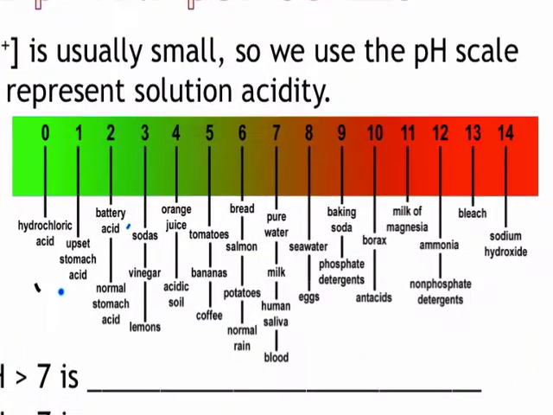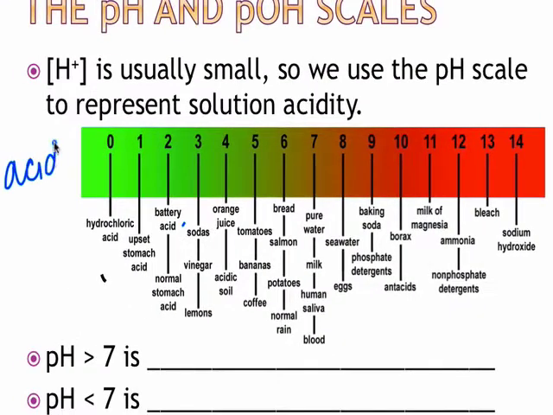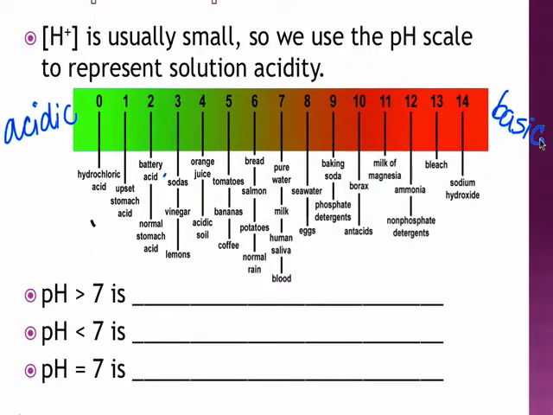But if we take a closer look at this, we can see that the acids, so hydrochloric acid, upset stomach acid, normal stomach acid, your vinegar, lemons, sodas, your acids are down here below 7. So below 7, these are all your acids. This is where it would be acidic. Above 7, that's all your basic solutions. So baking soda, milk of magnesia, bleach, sodium hydroxide, antacids. Those are what you take to neutralize the excess acid you have going on in your stomach. So acidic, basic, you can see how they go on here.